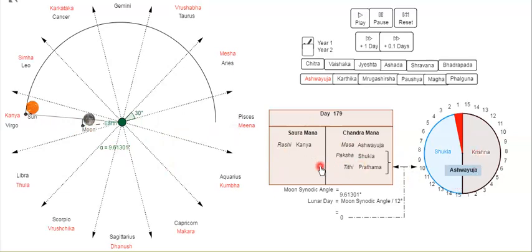Okay, now the Tithi is Prathama. Let's move one day at a time. Okay, now I move plus 1 day here. You can see that the angle the moon forms with the sun is now 21 degrees. So it is within the range of 12 to 24 degrees, so it will be Dvitya, the second day.